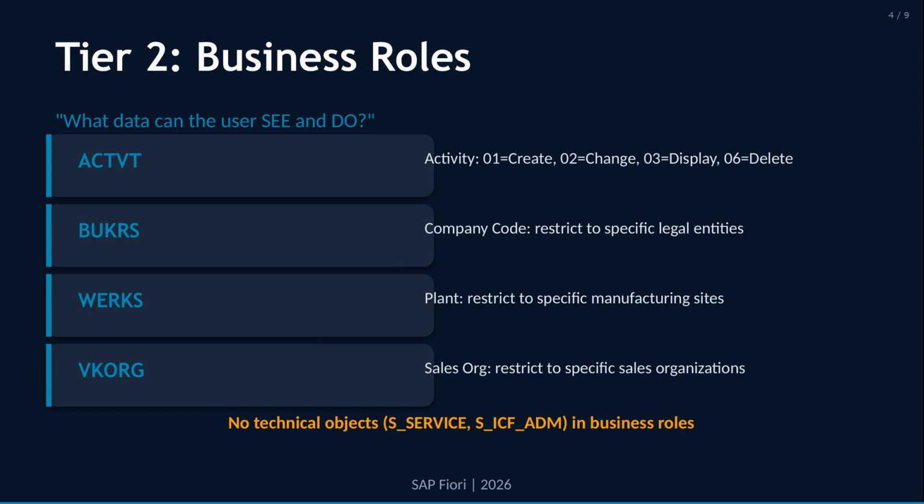This separation means your security team can modify business authorizations, like adding a new company code, without touching the technical layer, and your basis team can activate new OData services without affecting business permissions.